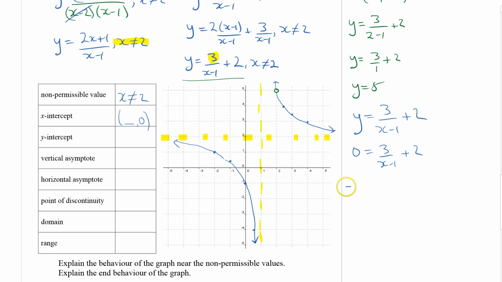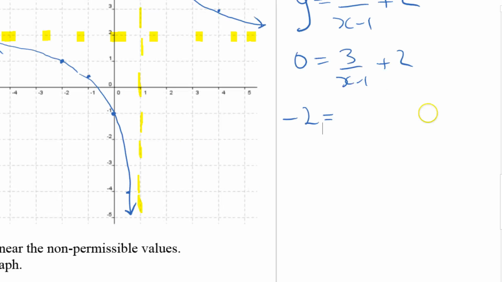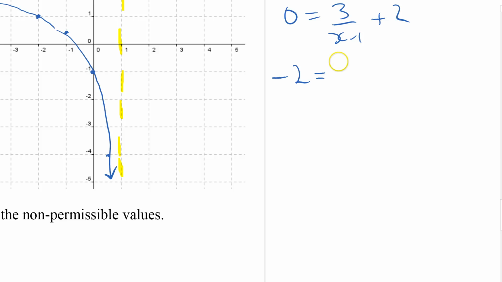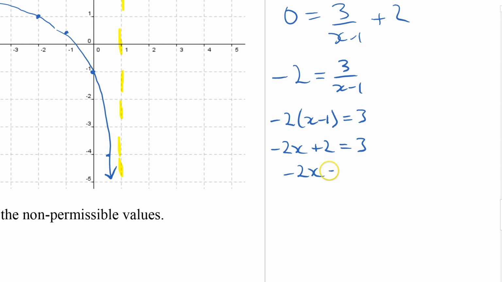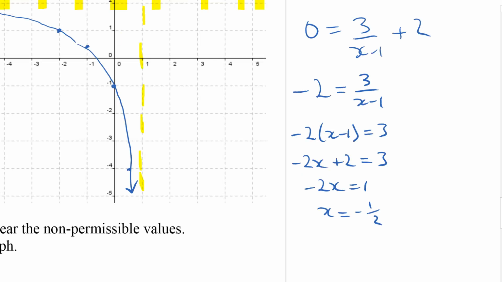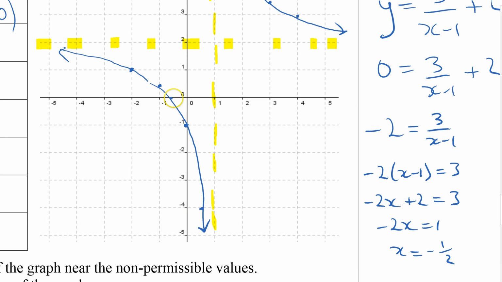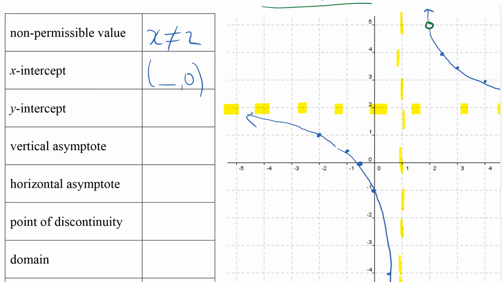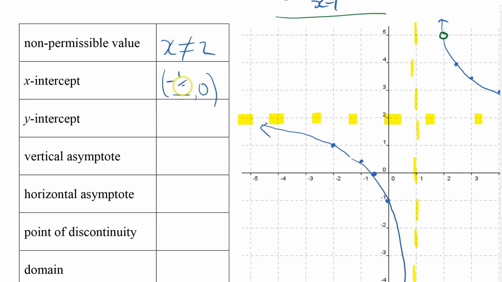I'll subtract 2 from both sides, and then I get negative 2 equals 3 over x minus 1. Now, if I multiply both sides by x minus 1, and multiply out the 2, negative 2x plus 2 equals 3. So negative 2x is equal to 1. x is equal to negative 1/2. Let's just see if that makes sense. Yeah, that looks like it's probably about negative 1/2. So my value here is negative 1/2.